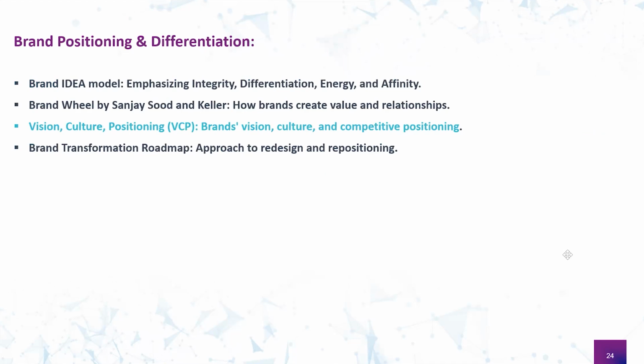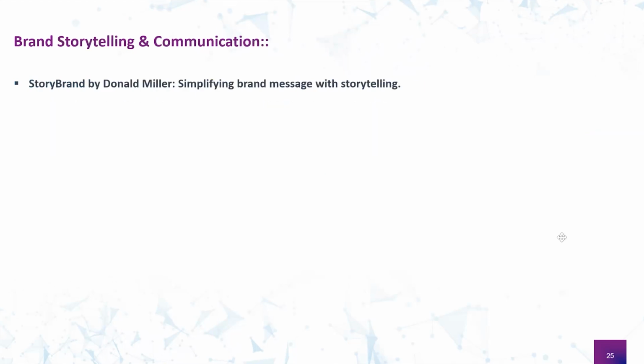VCP is another popular one. Vision, culture, positioning. It's about the brand's vision, culture, competitive positioning. Very, very common. Most people do it, but that's there. Just have a look at these things and then see what it is. StoryBrand. Remember StoryBrand? We did that in solution development. It simplifies brand messages with storytelling.